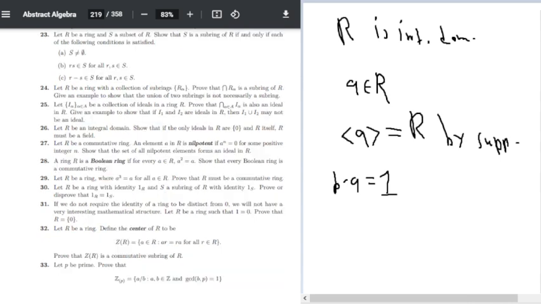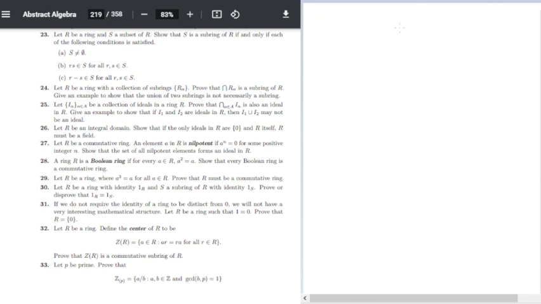Okay. Let R be a commutative ring. An element A is nilpotent if A to the n is equal to 0 for some positive n. Show that the set of all nilpotent elements forms an ideal. Oh, this is actually really easy. So, suppose that A to the n is equal to 0.